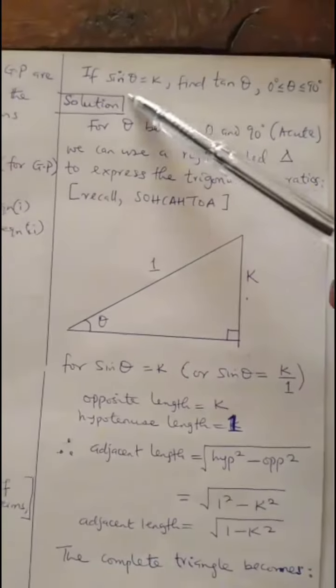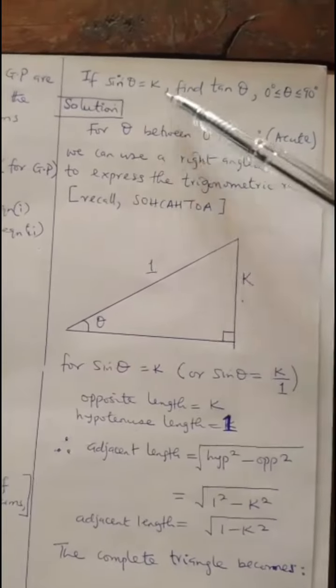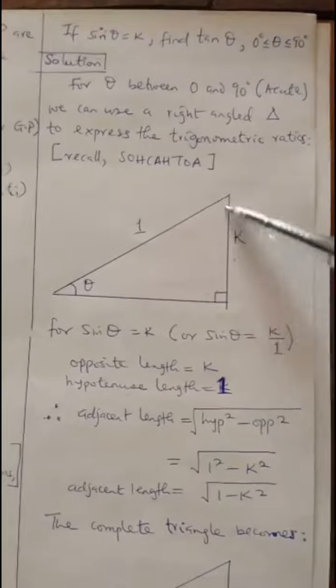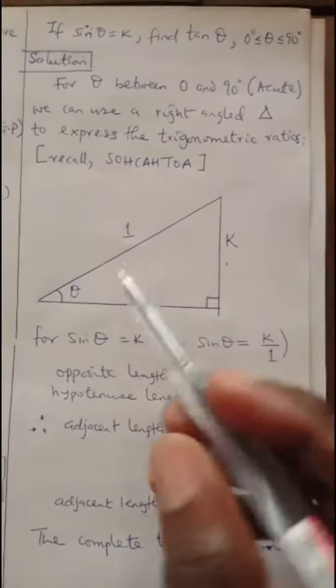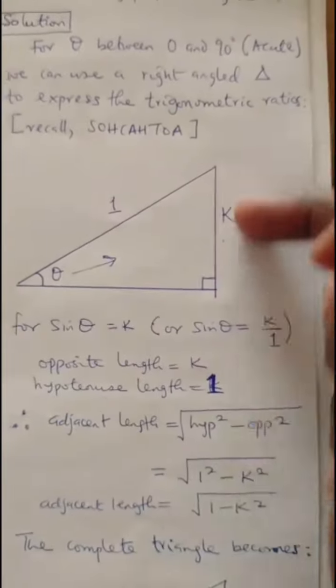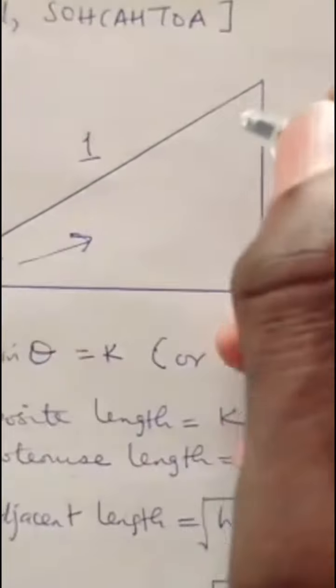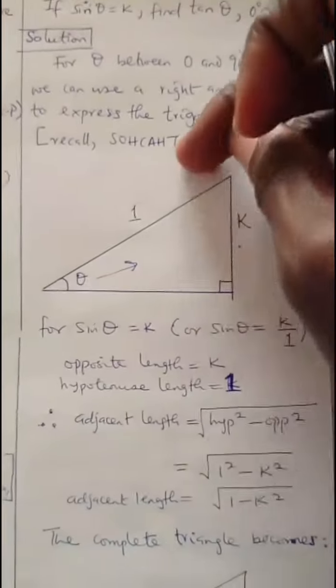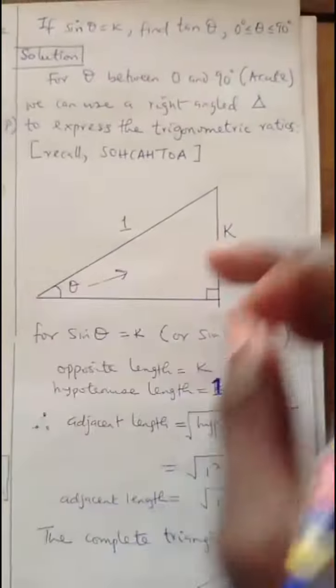The question says sine theta is k. So we are given a value as k. Now remember, sine theta is simply the opposite side. That's the side which is opposite to the angle. So if this is the angle we are using, this is the opposite side to this angle. If you are using this angle here, then this side will be the opposite to this angle here. But since it's this angle, this is the opposite side.